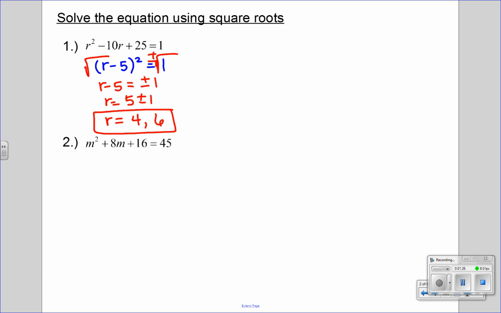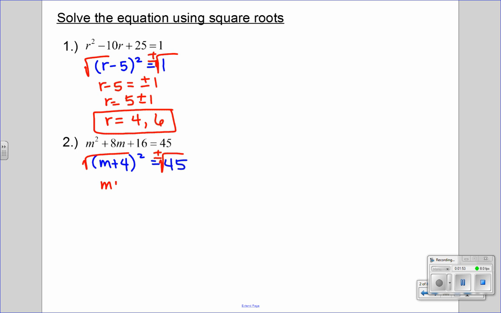If we look at number 2, once again we have to recognize our perfect square trinomial. m squared plus 8m plus 16 is a perfect square trinomial, and that can be rewritten as m plus 4 squared equals 45. 4 times 4 is 16, and 4 plus 4 is 8. Now that we've rewritten this, we can square root both sides.